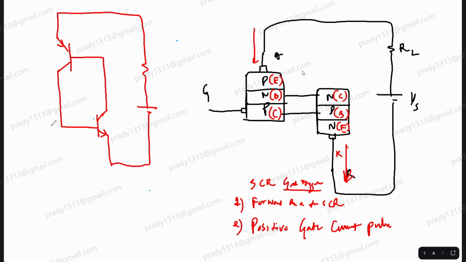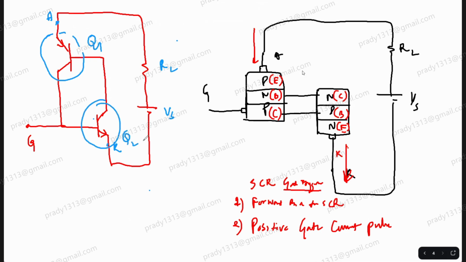Is it correct? Anode, cathode, supply voltage, load. I can call this Q1 and this transistor Q2. Now you need to explain how it is conducting. Is this clear? You should not draw this. You have to draw this. I draw it only to explain to you.